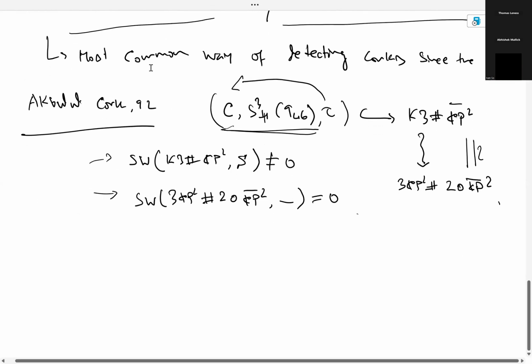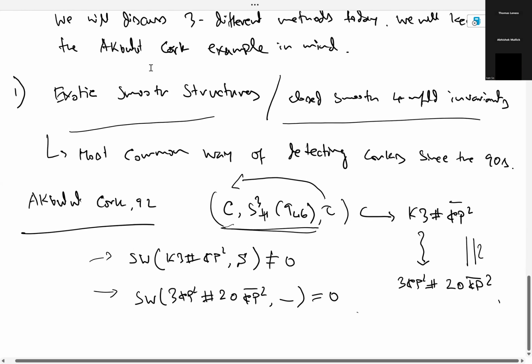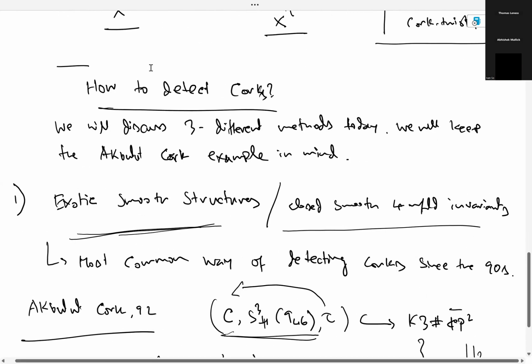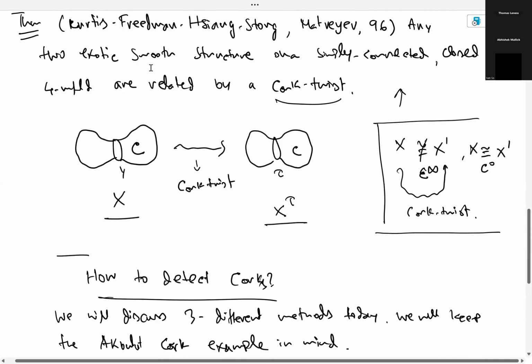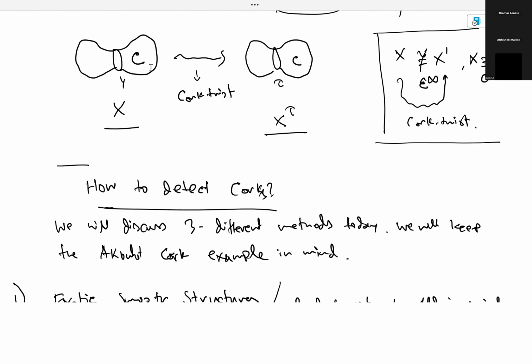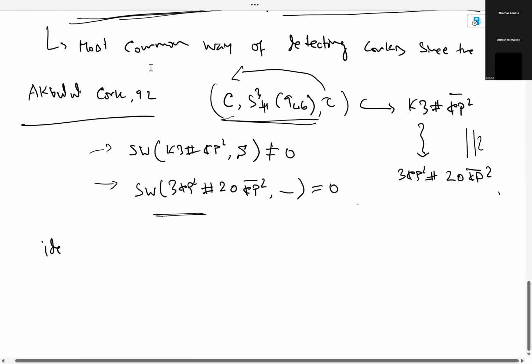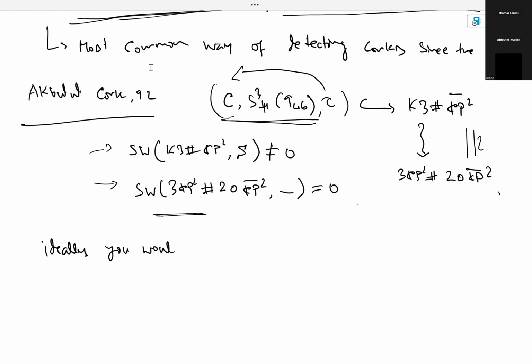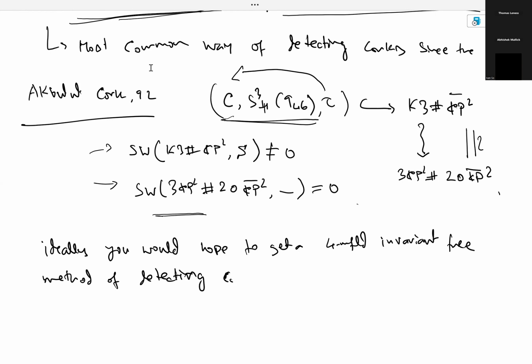Okay, so really what happened here is that in order to show that something is a cork, we used exotic smooth structures, or a closed four manifold invariant. However, the reason we get interested in corks is that it seems to tell us that you can capture what two different exotic smooth structures are by knowing what corks are. So ideally, you'd hope to get a four manifold invariant free method of detecting corks.